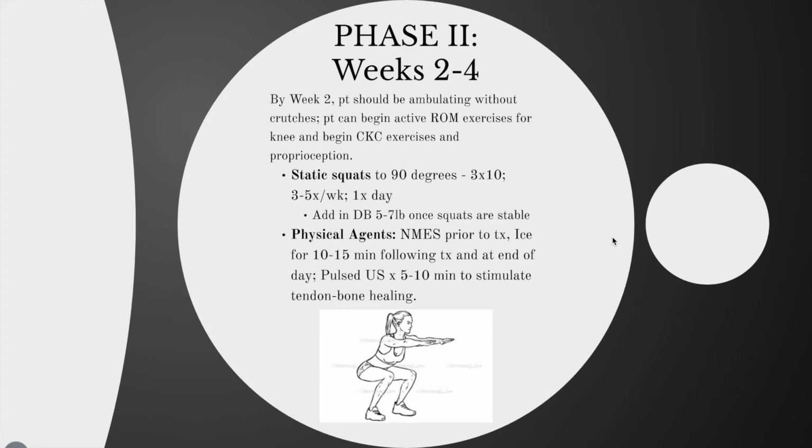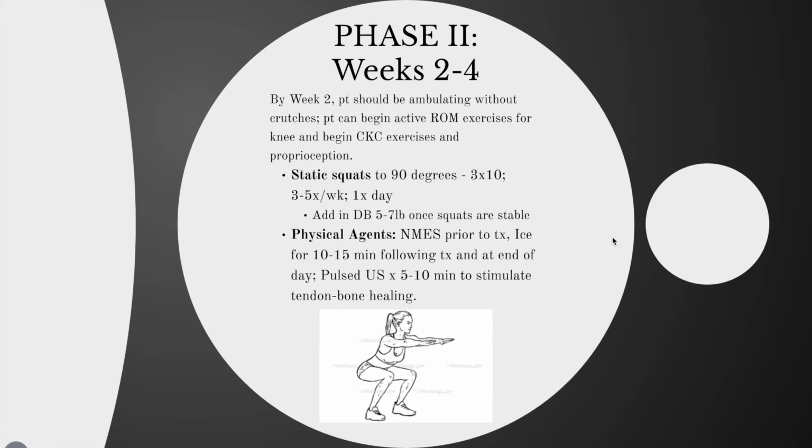So during phase 2, this patient should be ambulating without crutches. They can begin their active range of motion exercises for the knee and begin closed kinetic chain exercises and proprioception. So during this phase, the active phase as it's known, the goals are to increase the range of motion, increase quad strength, reduce scar adhesions, increase muscle endurance, ambulate with the brace unlocked to week 3, and then discontinue, and then to decrease pain, spasm, and edema.